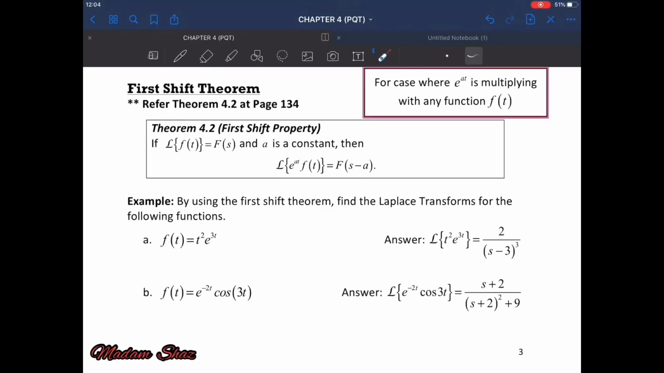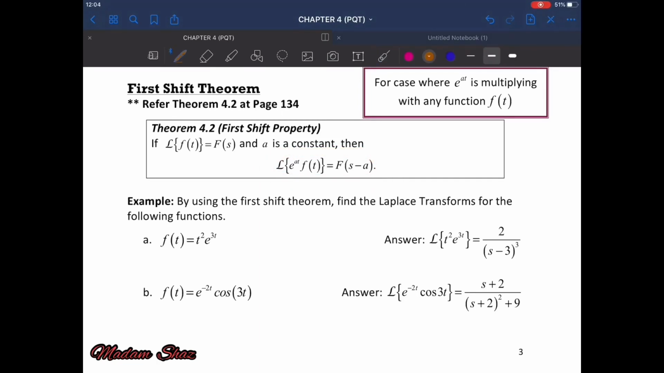For the next subtopic, we will learn about the first shift theorem. The first shift theorem we apply whereby you have an exponent multiplied with any function of f(t). You can refer to the textbook, Theorem 4.2. First shift theorem: the Laplace of e^(at) multiplied by f(t) is equal to F(s minus a).